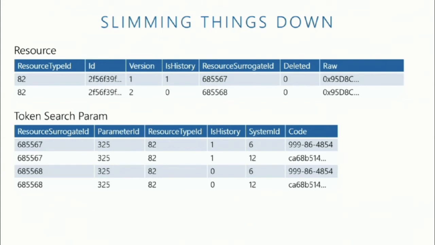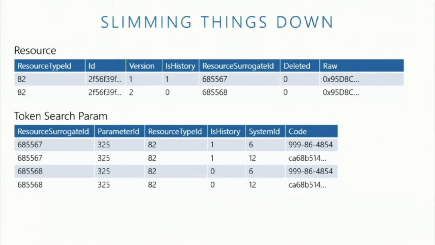So this addresses your question. When we ingest, we figure out if this is the latest or not, and so there's only going to be one of these that is not history. And then the resource surrogate ID represents a unique versioned instance of a resource. That ID can then be used in the search parameter tables along with the search parameter ID, which is turned into a number instead of a string. So things get more compact.